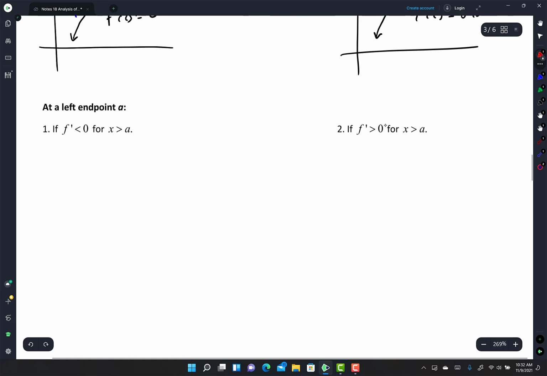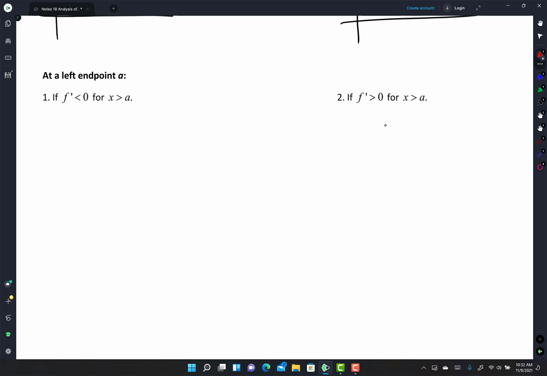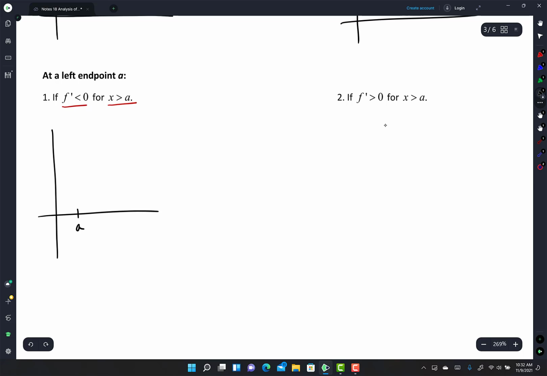Okay. Now the left-hand point. Again, some textbooks will have different conventions. Our textbook does call these endpoints max/mins. So it's saying my derivative is negative for x greater than a. So what does that mean? That means I have a right here. And then for all values larger than a, my derivative is negative. So my derivative being negative means decreasing. So I call this a max. F of a is a max.